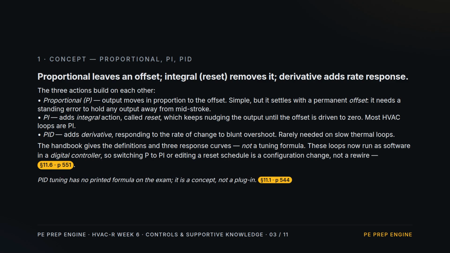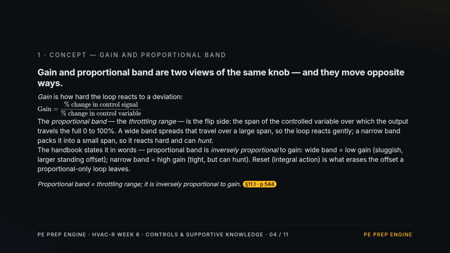Most HVAC loops are PI. PID adds derivative, responding to the rate of change to blunt overshoot, rarely needed on slow thermal loops. And these loops run as software in a digital controller, so switching P to PI is a configuration change, not a rewire.